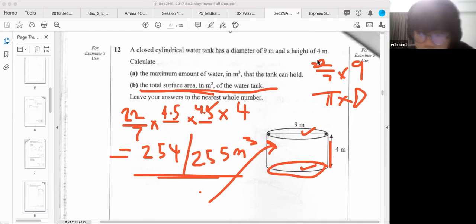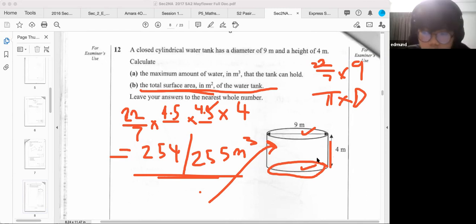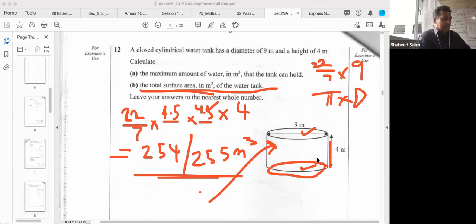That is for what? The curved surface area. Or the total? Total is not correct. Total is 240.